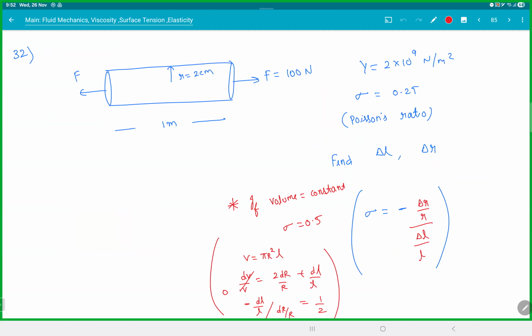Let's see this thing. So we have a rod here. You're pulling with force 100 and 100 on both the sides, 1 meter, 2 centimeters. Young's modulus is given. Sigma, Poisson's ratio, is given. Find the change in length and change in radius.